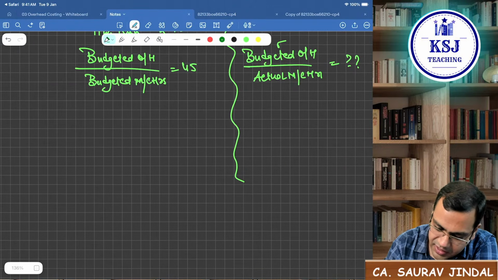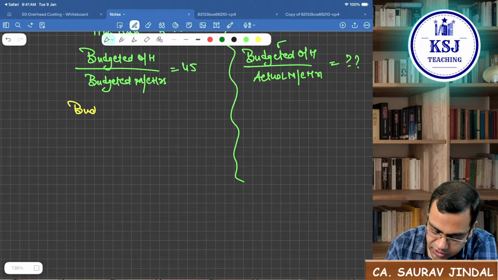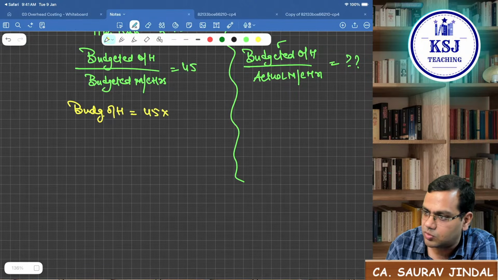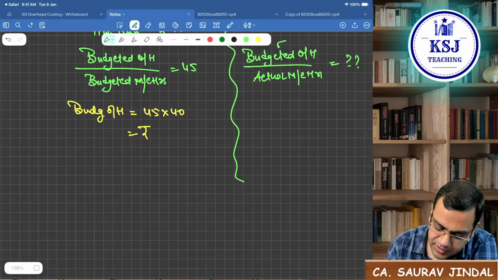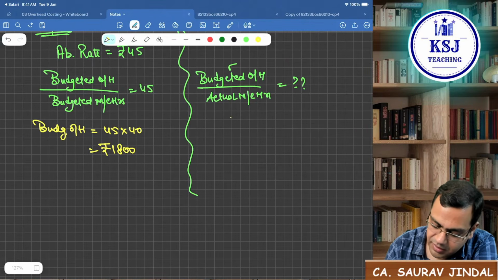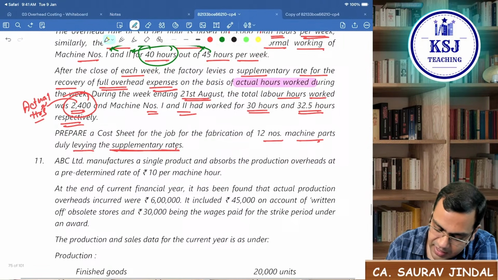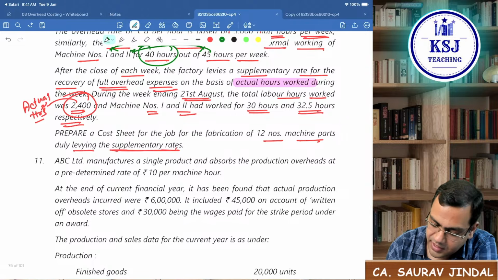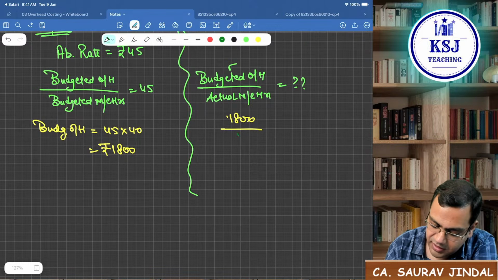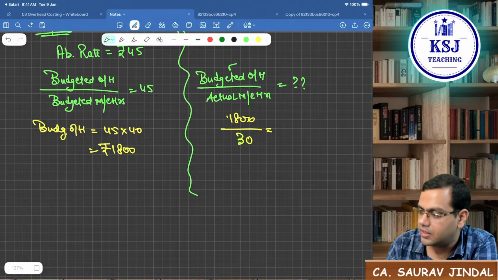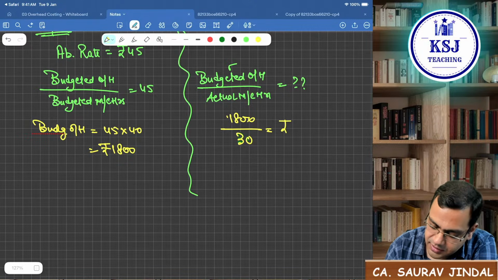So from here we can calculate the budgeted overheads now. The budgeted overheads will be 45 into 40, that is 1800. Right? So now we can calculate: budgeted overheads 1800 divided by actual machine hours. Actual machine hours for machine number 1 is 30 hours. So I'll divide by 30. It comes to rupees 60.